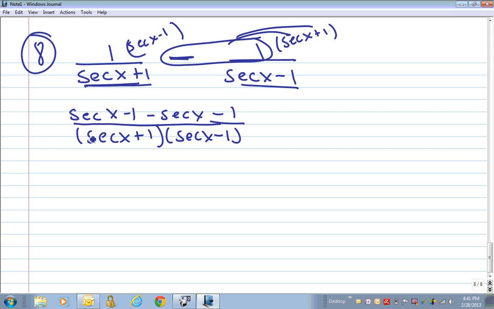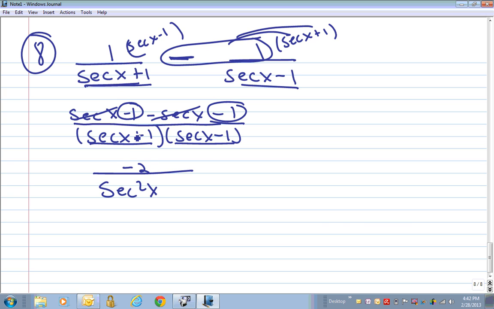All right, now what we need to do is clean up the top. We have a secant x and a negative secant x. They will cancel. We have a -1 and another -1, so we have a -2. In the bottom, since it just happens that both of these denominators, the common denominator here, happen to be a conjugate pair, we're going to go ahead and multiply that together. So secant x times secant x would be secant squared x, and 1 times -1 would be -1. Now you may look at your Pythagorean identity. So we have a -2 over, and then secant squared x minus 1 will be tan squared x.